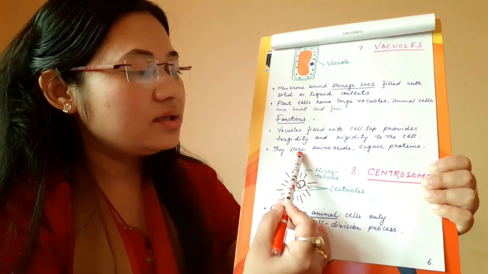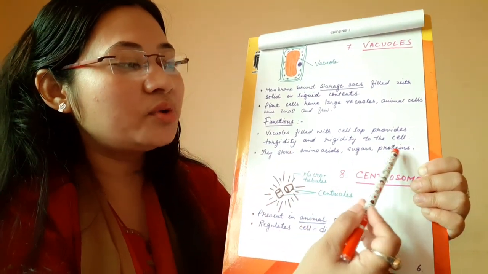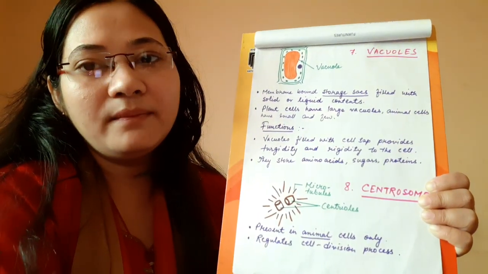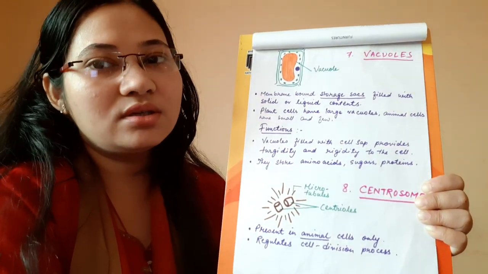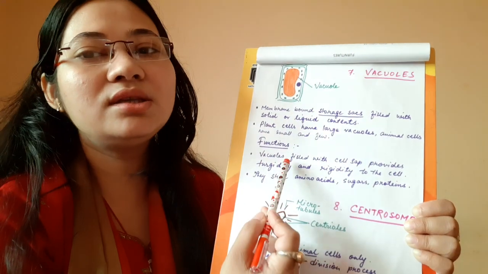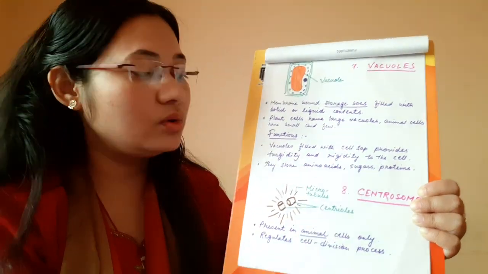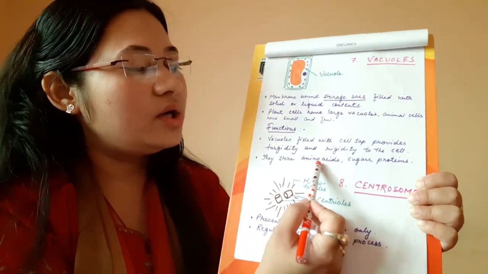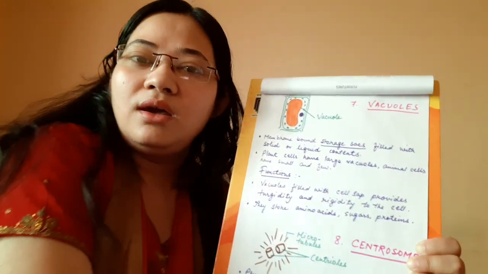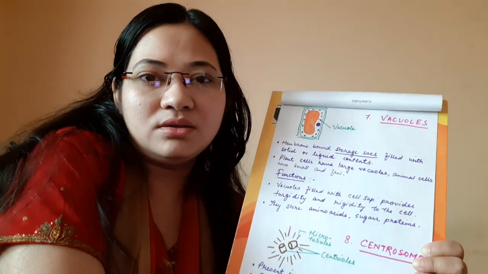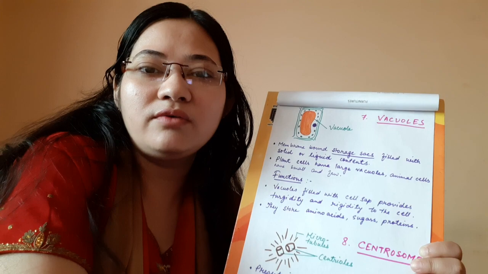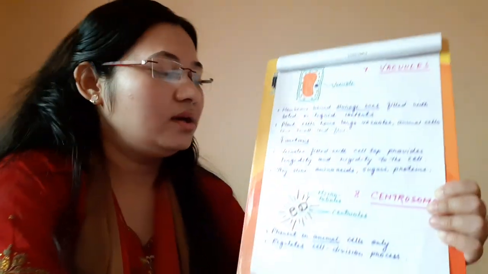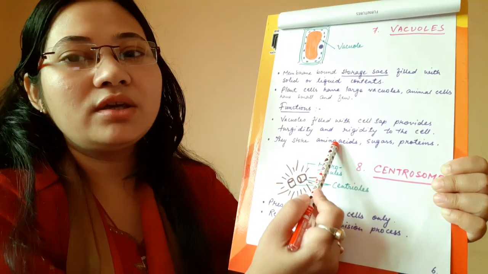Number 2, they store amino acids, sugars, proteins, etc. in them. Okay, so storage function. So it provides rigidity as well as helps in storage of substances like amino acids, sugars, proteins, and different types of pigments that impart color to the flowers or fruits, etc. Okay, so here we finish vacuoles.